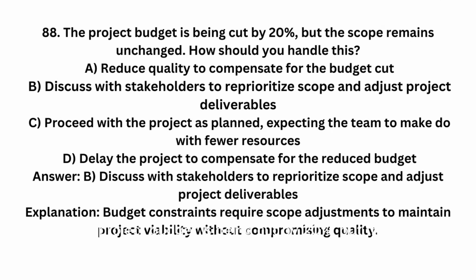88. The project budget is being cut by 20%, but the scope remains unchanged. How should you handle this? A. Reduce quality to compensate for the budget cut. B. Discuss with stakeholders to reprioritize scope and adjust project deliverables. C. Proceed with the project as planned, expecting the team to make do with fewer resources. D. Delay the project to compensate for the reduced budget. Answer: B. Discuss with stakeholders to reprioritize scope and adjust project deliverables. Explanation: budget constraints require scope adjustments to maintain project viability without compromising quality.